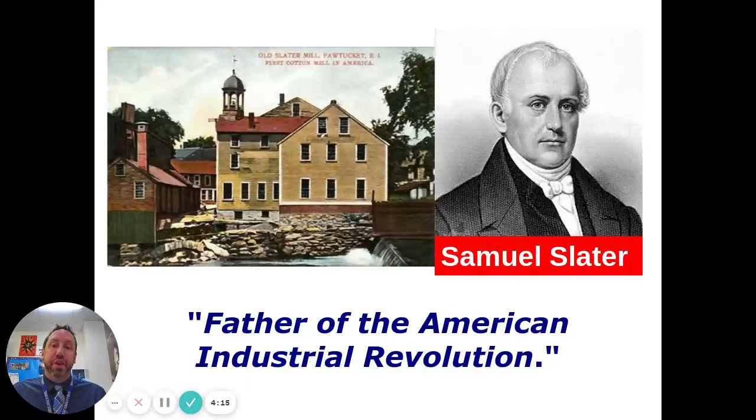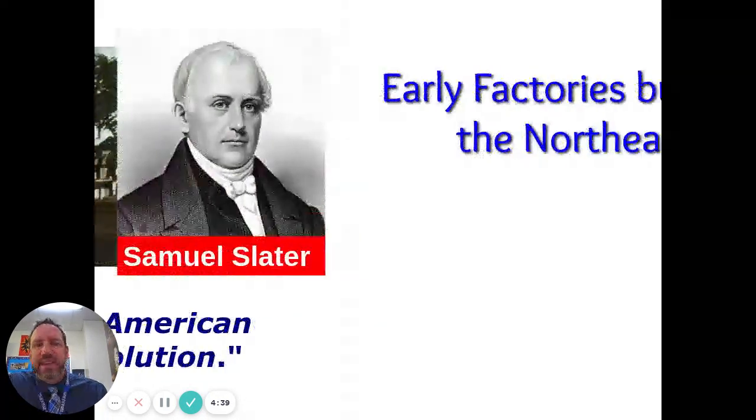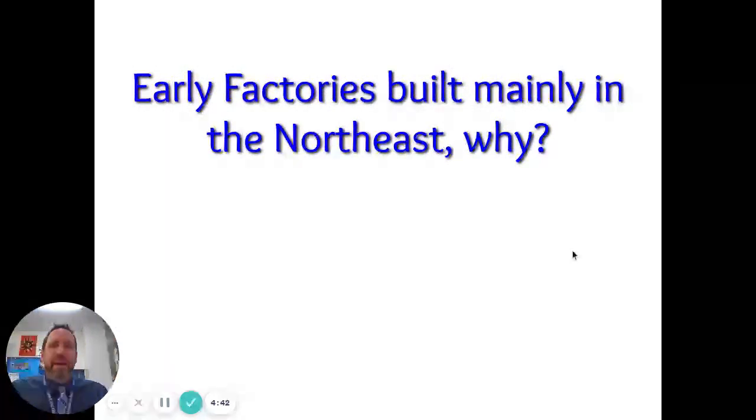So Samuel Slater is considered the father of the American Industrial Revolution. There's going to be a number of what are going to be called Slater houses, as you see right here, where he's going to build these factories inside these buildings. And you'll notice that there's a little bit of a waterfall happening right outside this building. That's because this is used to power the machines inside the factory. Many factories back in Europe and now here in the United States, many of these early factories are going to be built mainly in the Northeast.